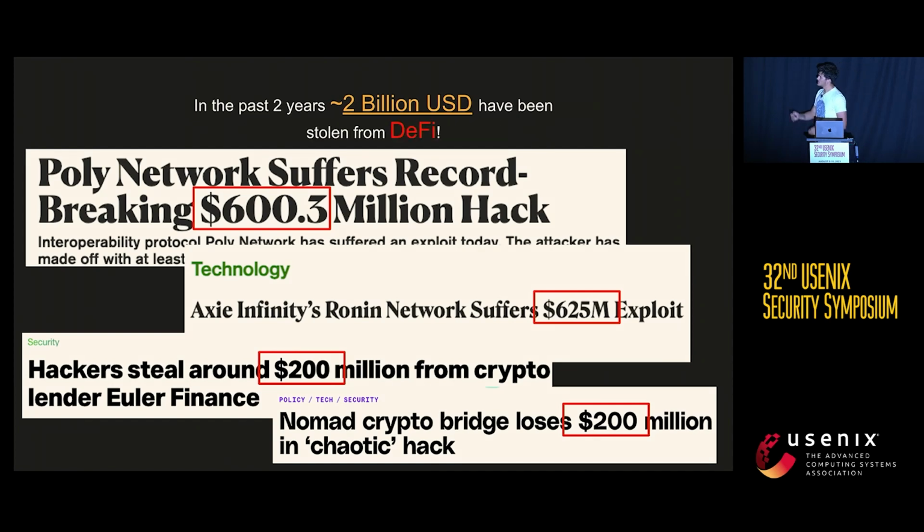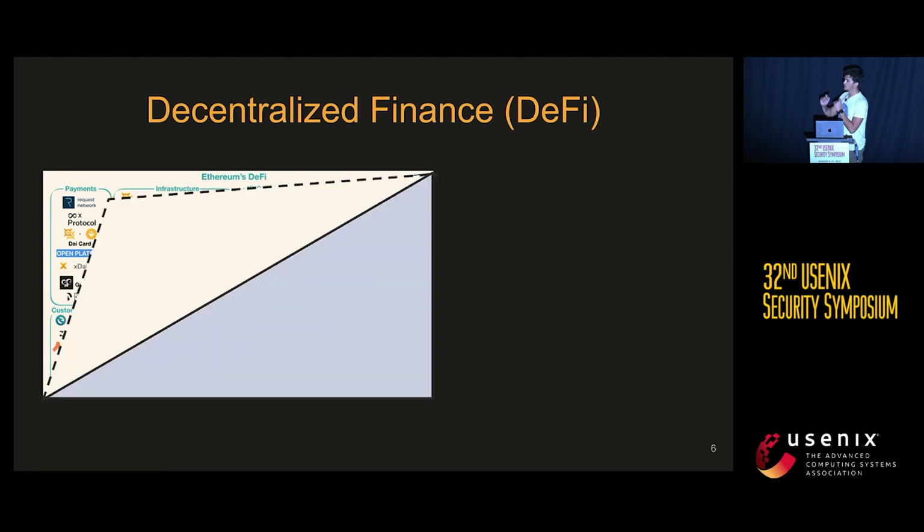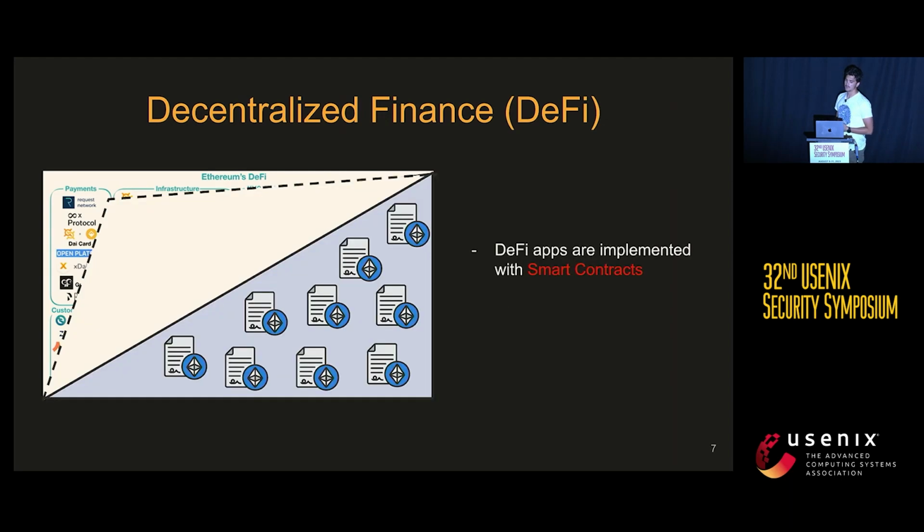Specifically, this money is stolen from DeFi, which has been mentioned multiple times during the session, and it's basically a conglomerate of financial products running on the blockchain. So you have protocols for investments, lending, credit, insurance, and so on and so forth. And under the hood, DeFi is powered by smart contracts. We have been talking about it.